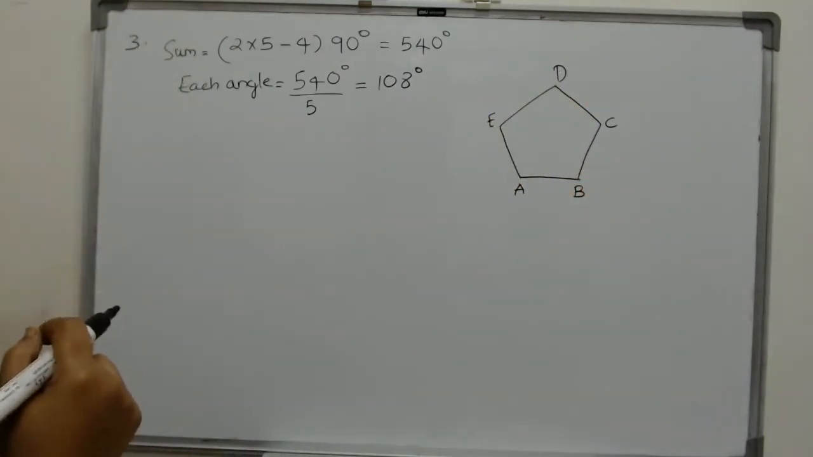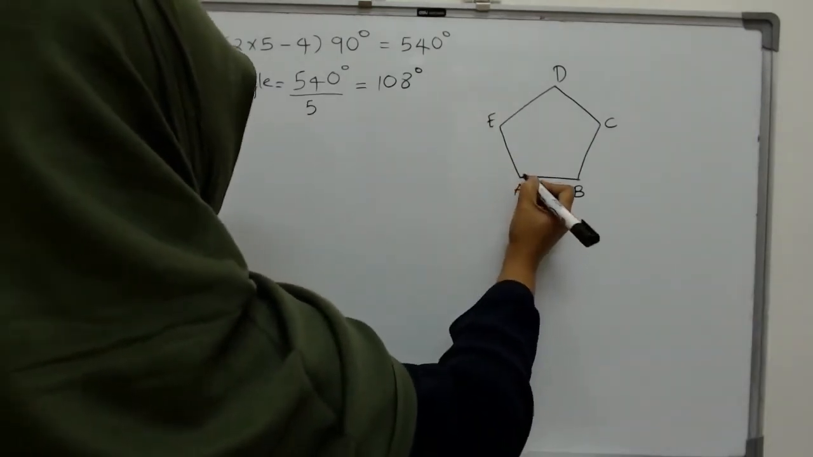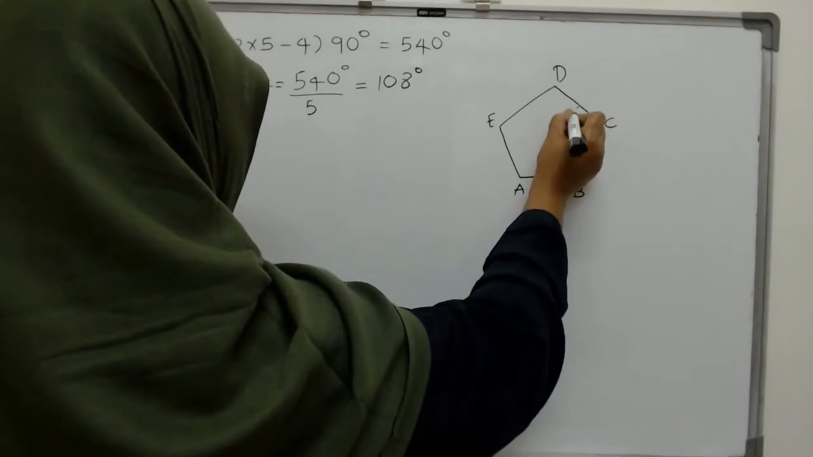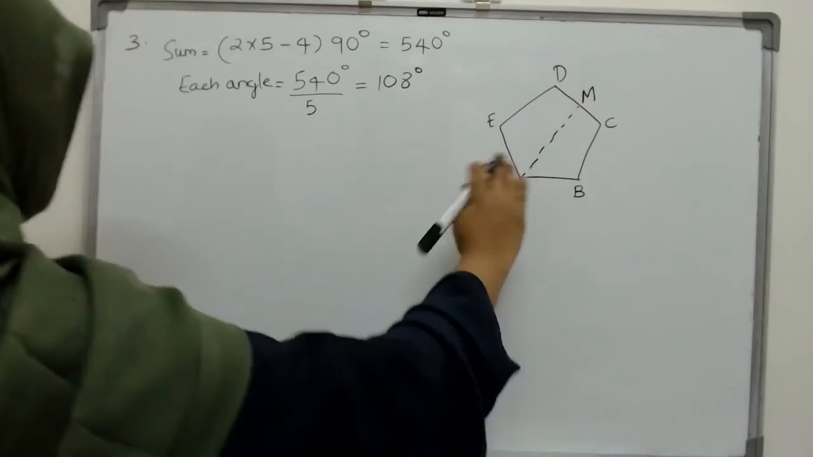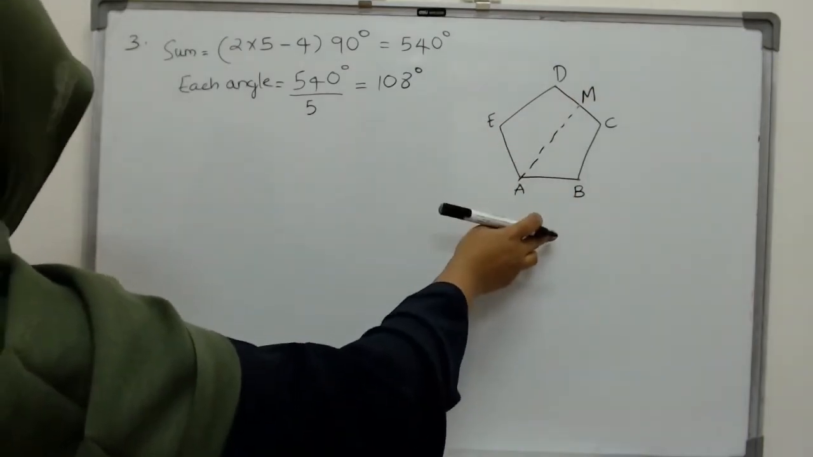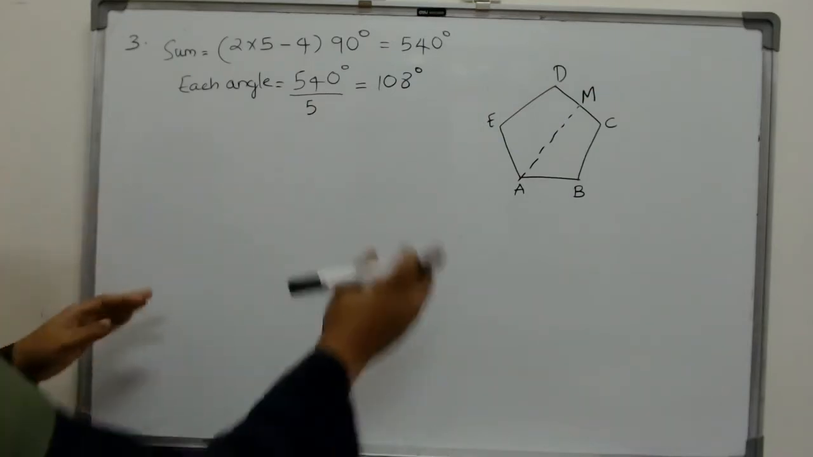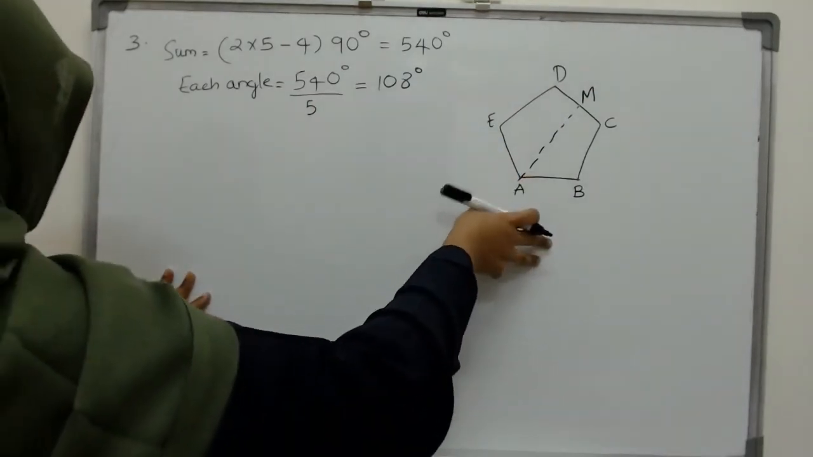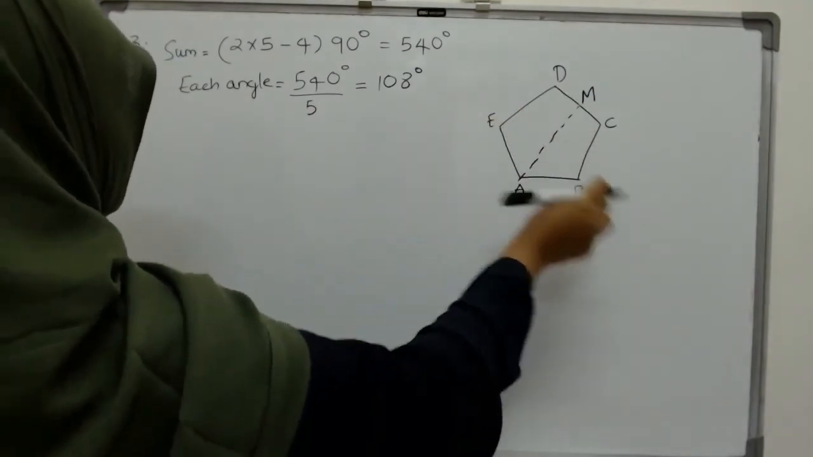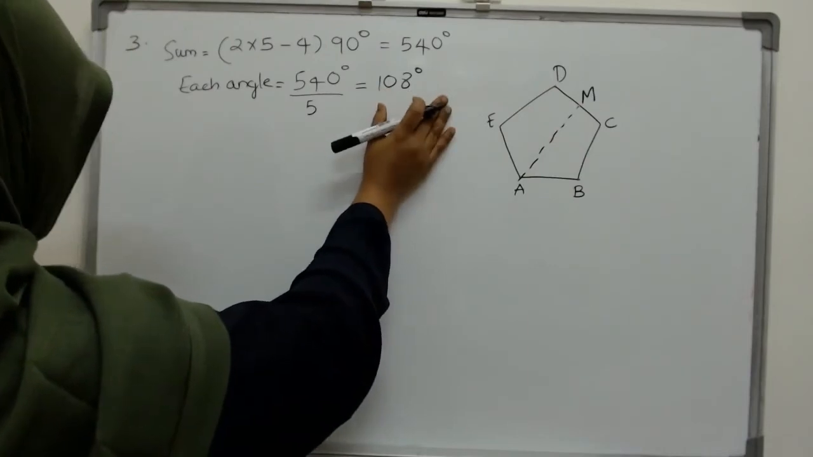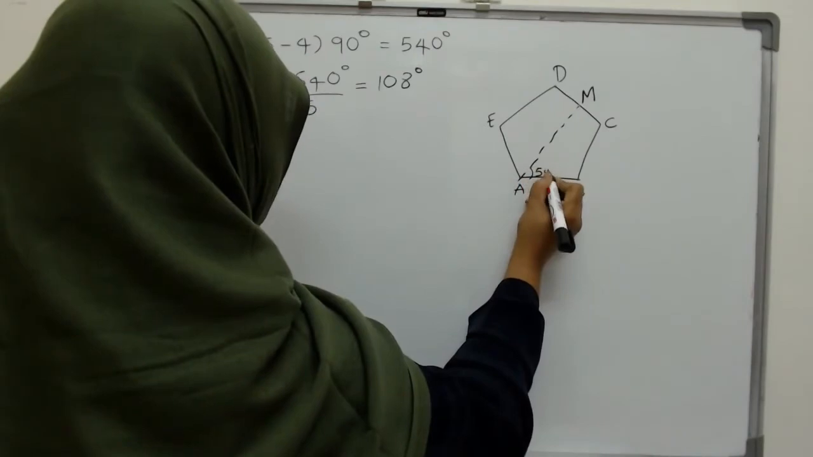Now next, what do we have? There is a bisector of this angle, which means this angle A is being bisected by the line AM. So if the whole angle is 108, what does bisect mean? Divided into 2 equal parts. So if the whole angle is 108 and this line divides it into 2 equal parts, each part will be 108 divided by 2, which is 54. So each angle will be 54.